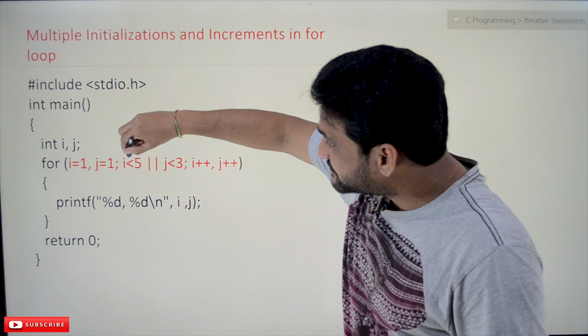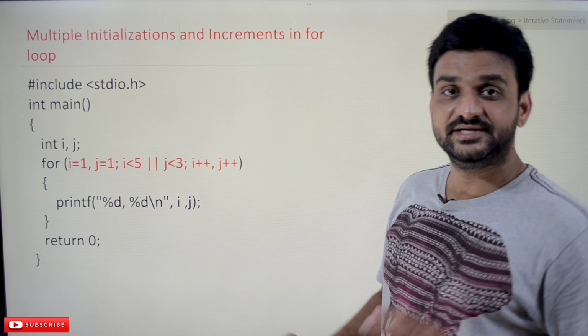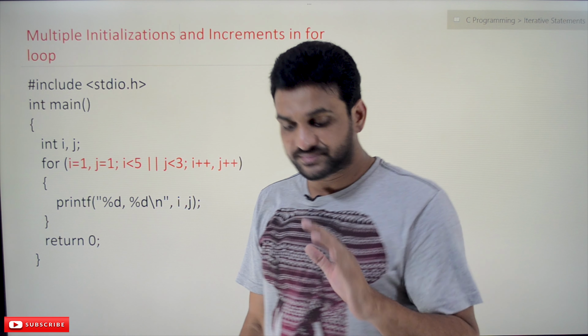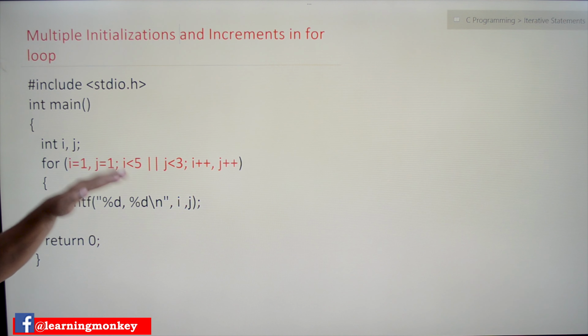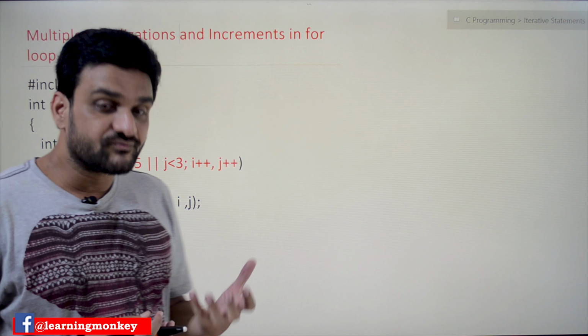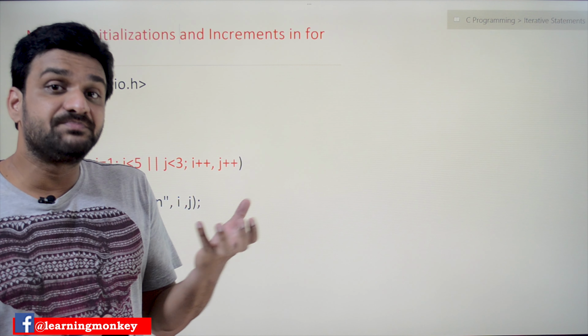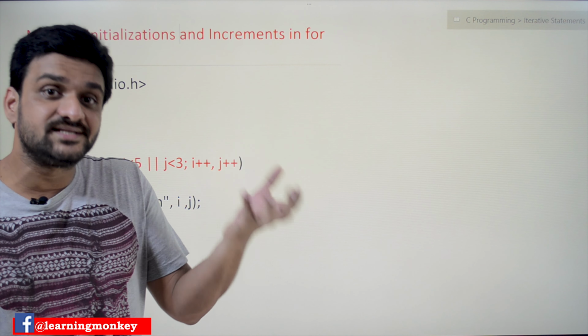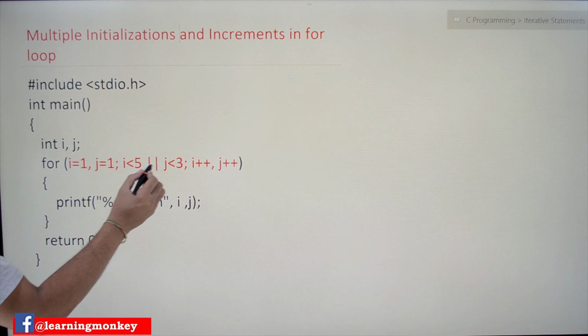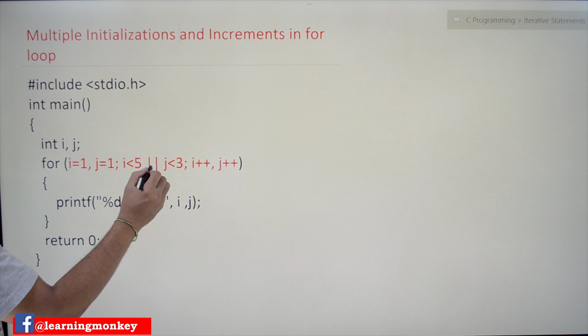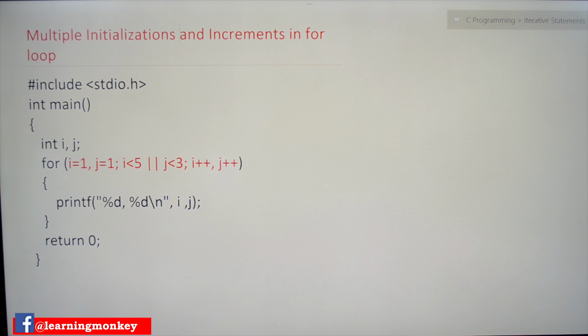And what about the condition part? We can use the comma in the conditional part, but there are some problems with using the comma. We'll try to understand that later. As of now, we'll try to understand this example. Whenever we want to do operations on multiple variables in a single stretch in the for loop, it can be done. Here we are doing the operations on the variables i and j, and the condition is i less than 5 or j less than 3. Based upon these conditions, this for loop will work.